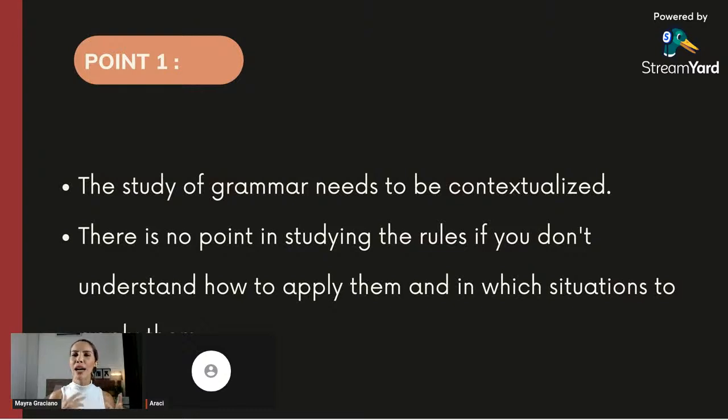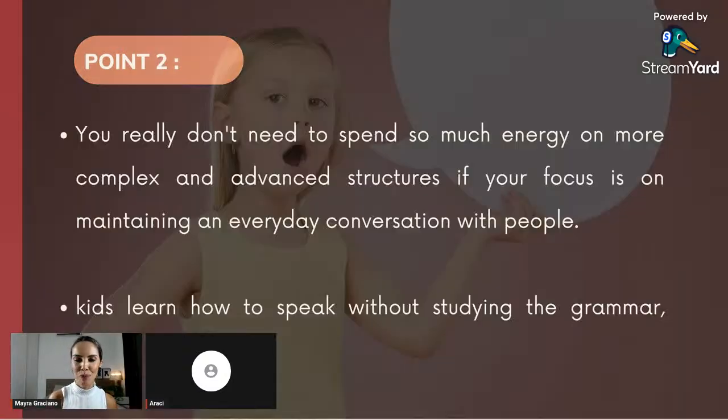Not only memorizing the rules, memorizing the tables of grammar, it has to be meaningful. And we need to find the context. Okay, I'm going to show you how to do it. You really don't need to spend so much energy on more complex and advanced structures if your focus is on maintaining an everyday conversation with people.